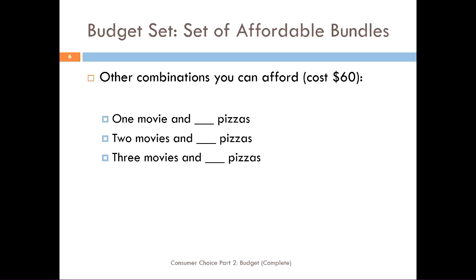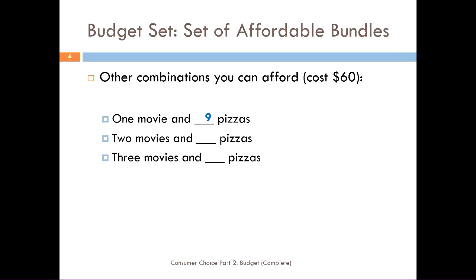Right? But there are other combinations, obviously. You don't have to buy all of one or all of the other. Right? If you spend your $60, if you bought one movie or watched one movie, it cost you $15. You have $45 left over. So how many pizzas can you get? Well, pizzas are $5. So that means you can buy 9 pizzas.